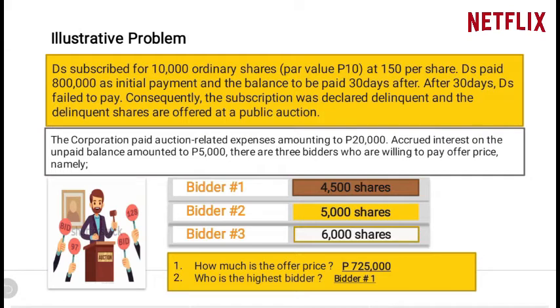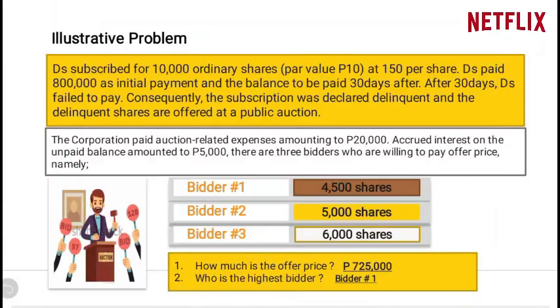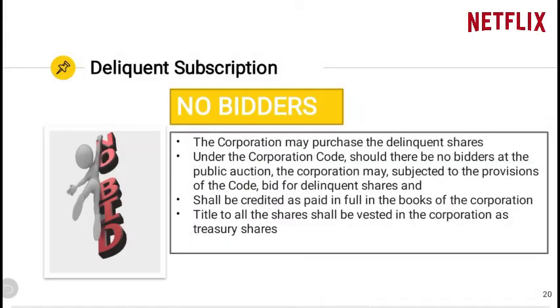Second, who is the highest bidder? The highest bidder is bidder number 1 kasi siya yung may pinakamababang number of shares. Kasi sabi nga kanina, 'di ba, kapag kung sino may pinakamababang number of shares, siya yung highest bidder. Paano naman kapag walang bidders? Pag halimbawang walang gustong bumili ng delinquent shares sa public auction, ang gagawin ng corporation, sila yung bibili ng delinquent shares, tapos gagawin nila yung treasury shares.